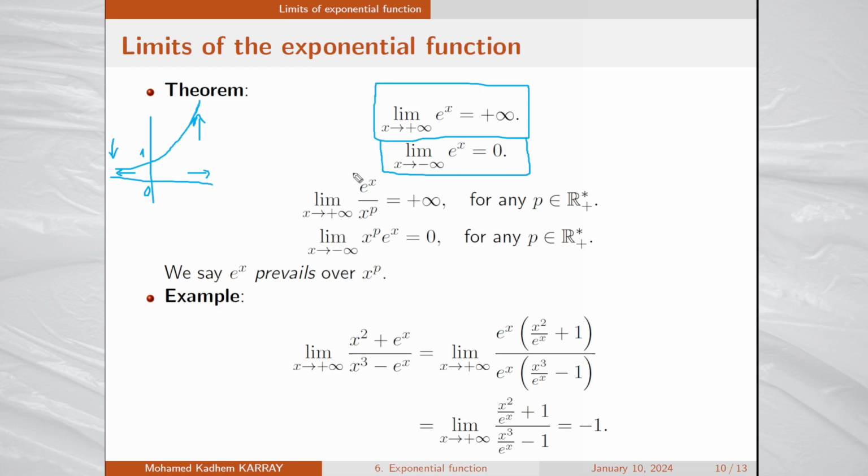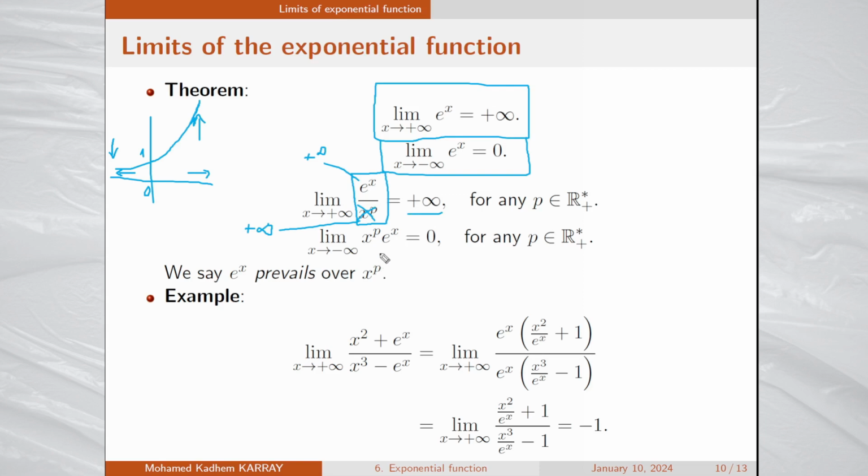Now, if we try to calculate the limit of the ratio of the exponential function with x power p, where p is a strictly positive real number, then we have an indeterminate form. Since the numerator goes to plus infinity, the denominator also. So we have infinity over infinity, which is an indeterminate form. But we know in this case that the exponential prevails over any power of x. So in this ratio, it is as if there was only the exponential, so the limit is plus infinity.